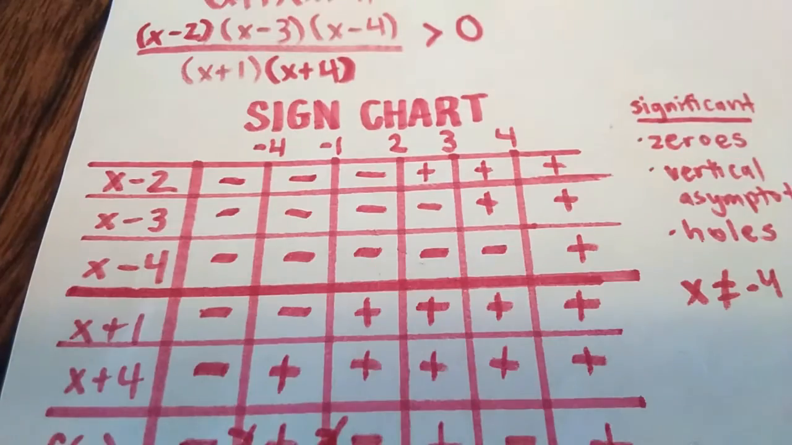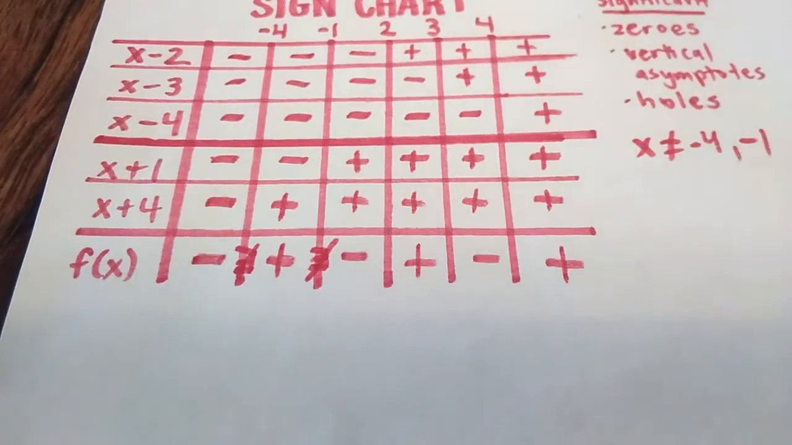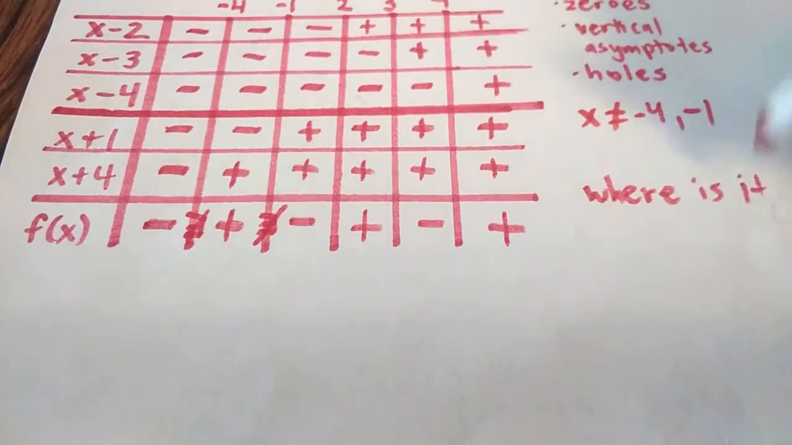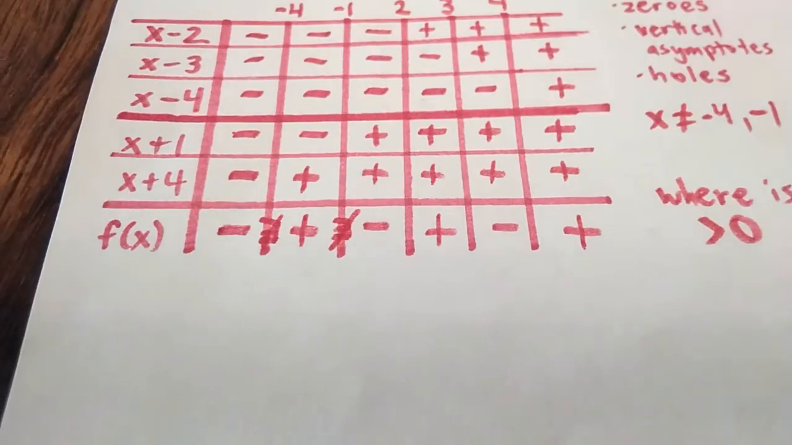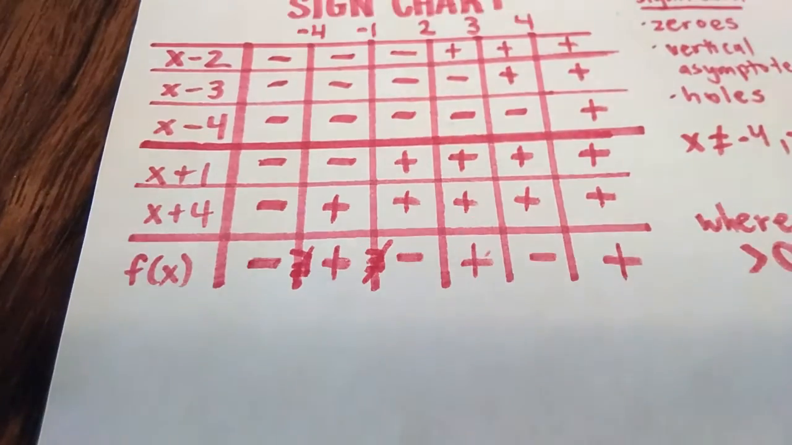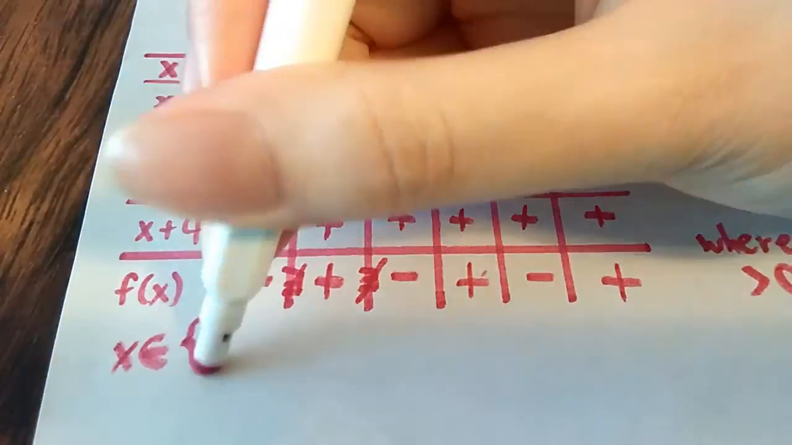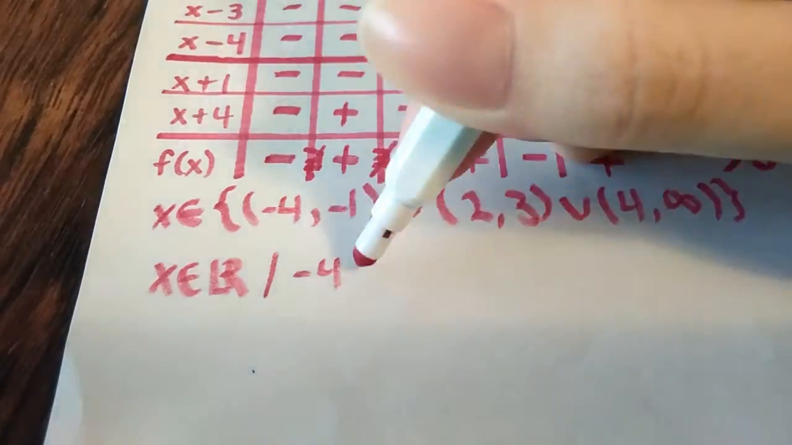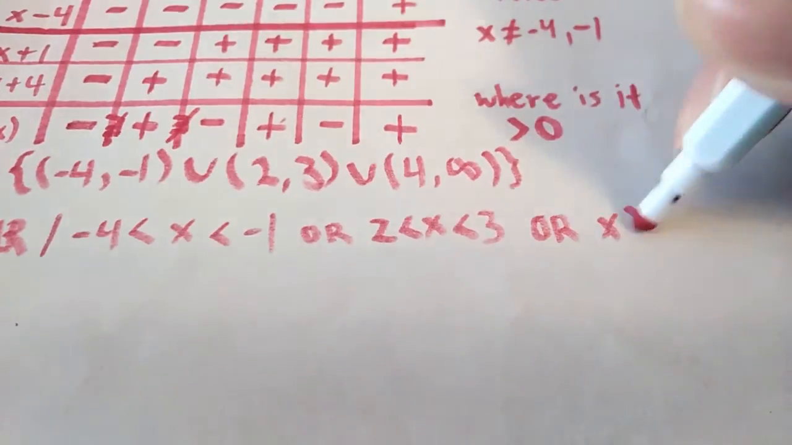Finally, this inequality is asking for the x intervals where the y value of the function is strictly greater than 0, or positive. This would be between -4 and -1, 2 and 3, and 4 to infinity, all non-inclusive. And this is our final answer in interval notation and set notation.